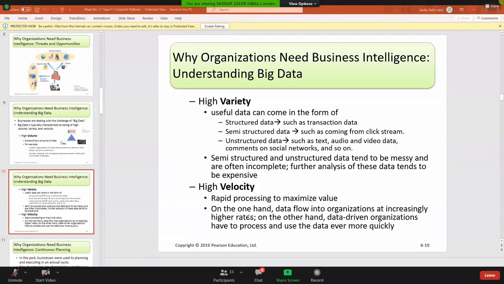And the third point is high velocity: rapid processing to maximize value. How quickly can your system process the data? High speed. You are receiving data at high speed and processing the data at high speed. On the one hand, data comes to the organization at increasingly higher rates. On the other hand, data-driven organizations have to process and use the data ever more quickly.